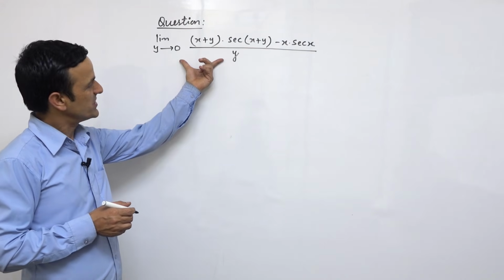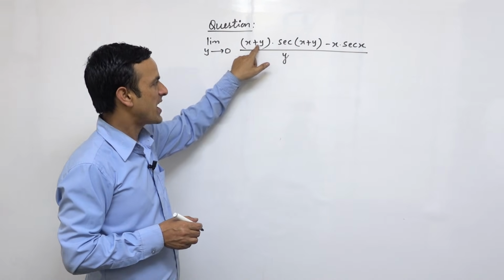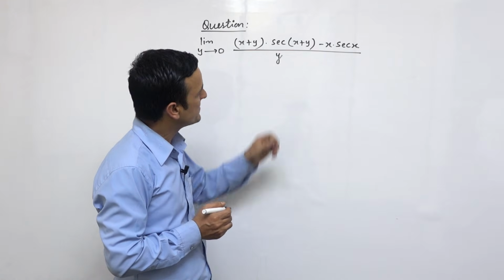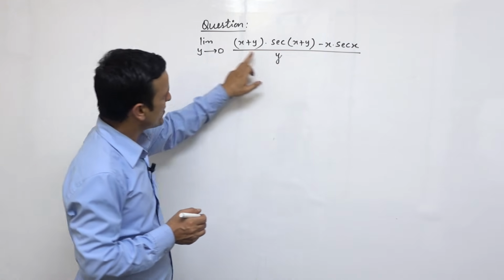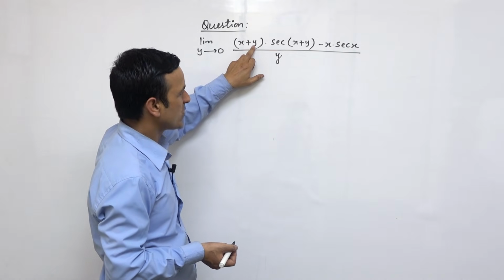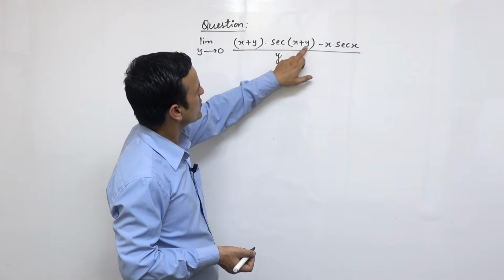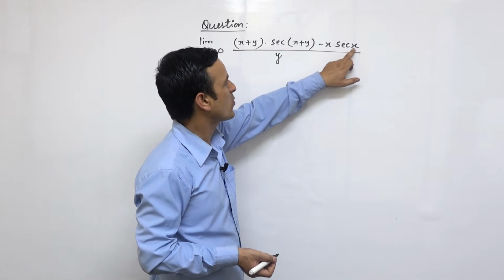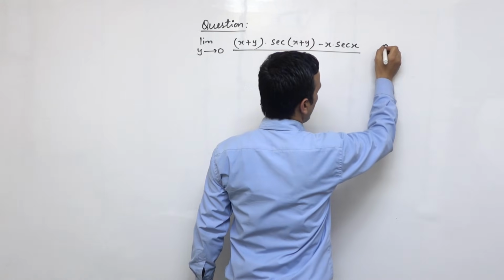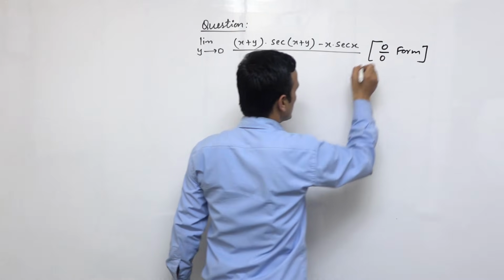We have another question. Next question: limit y tends to 0 of x plus y times sec of x plus y minus x sec x, divided by y. Putting 0 in place of y, the denominator is 0, and similarly y plus y, 2y sec 2y, sec y plus y sec 2y and y sec y. So after multiplying and opening everything, we get the 0 by 0 form. We get the 0 by 0 form from here. So this is the 0 by 0 form.